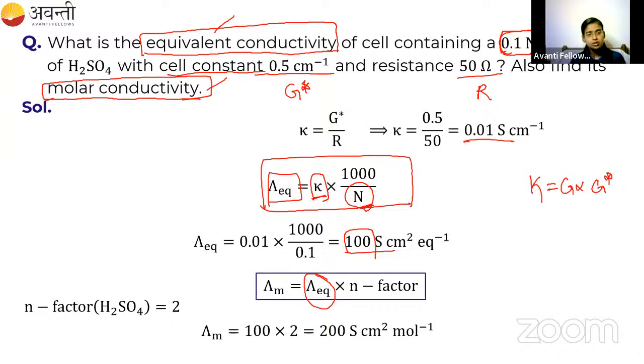So how do you find out that? By seeing the given values. G star and R are given, so only this particular formula will work to get the kappa value. Just divide and do all the calculation, then get the value. Clear? Good. So daily you have to solve problems like this. If you solve them, it is going to be very easy.